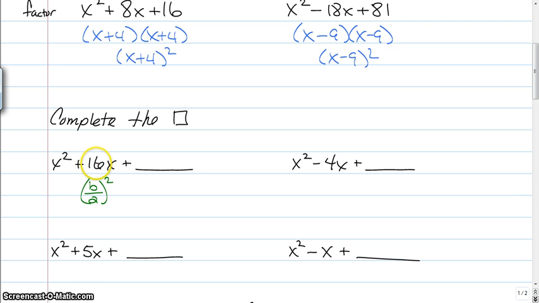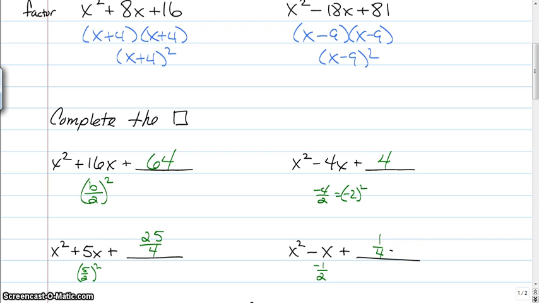So half of 16 is 8, squared is 64. That's how you complete the square. So negative 4 divided by 2 is a negative 2, squared is a positive 4. This is always going to be a positive on the end. Half of 5 is 5 halves. Squared is 25 fourths. Yes, unfortunately, you will have to deal with some fractions from time to time. Half of negative 1 is negative 1/2. Squared is a positive 1/4, because 1 squared is 1 and 2 squared is 4.